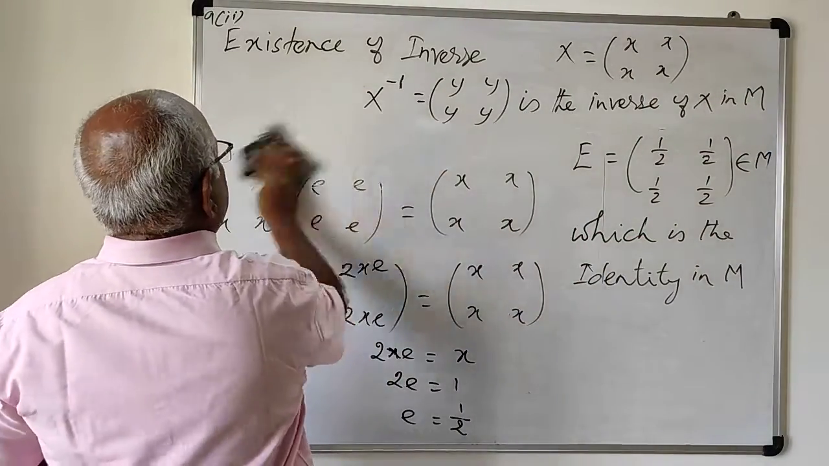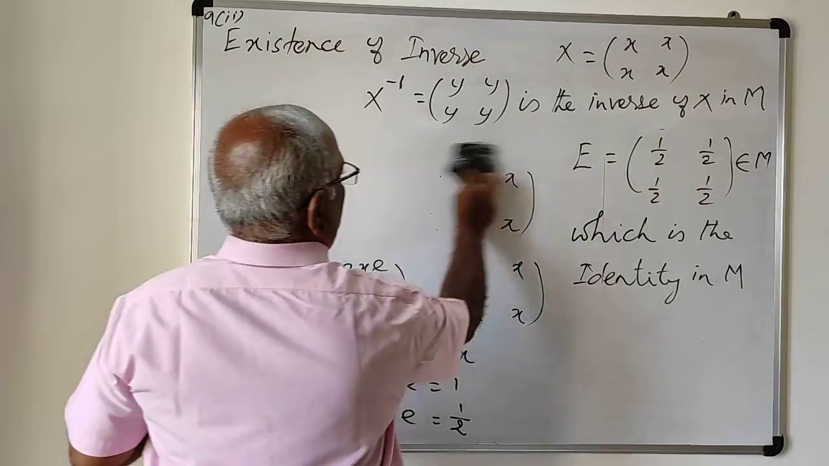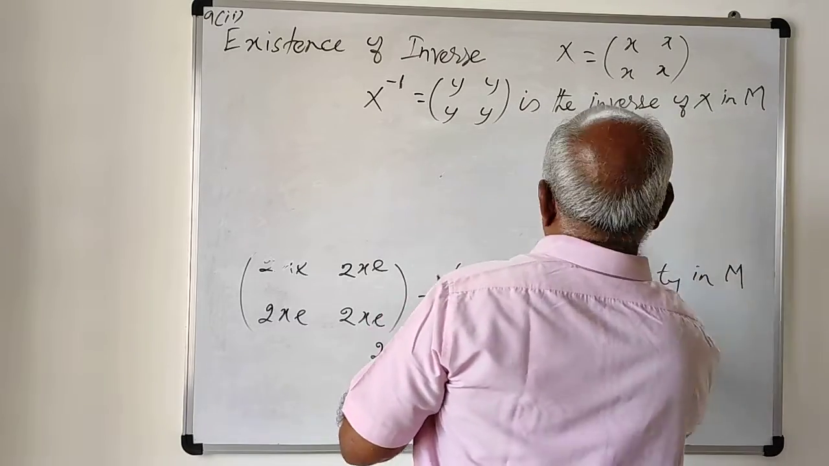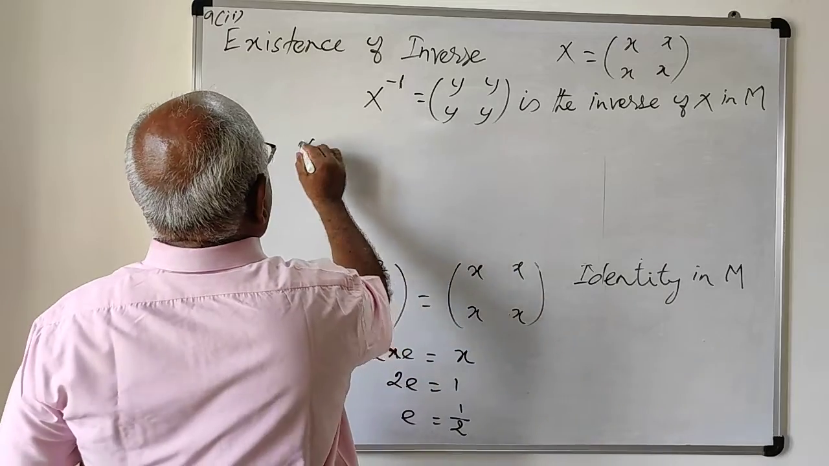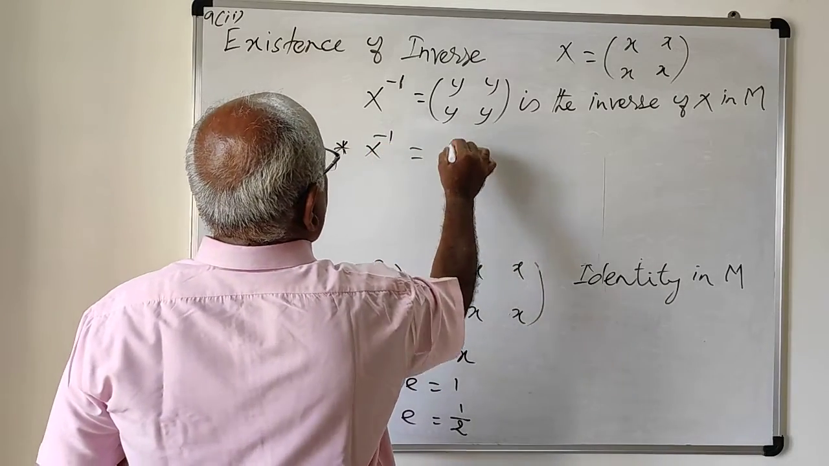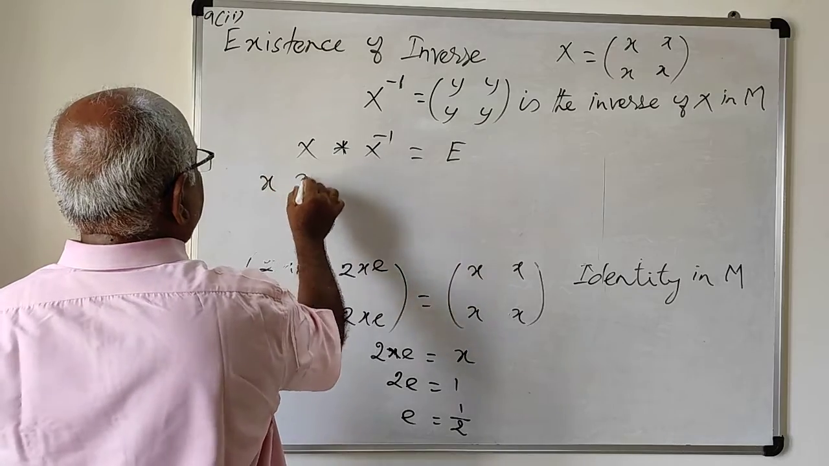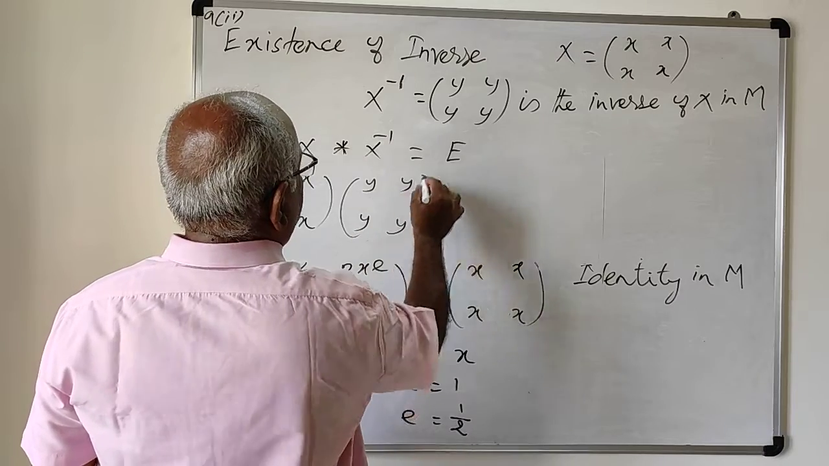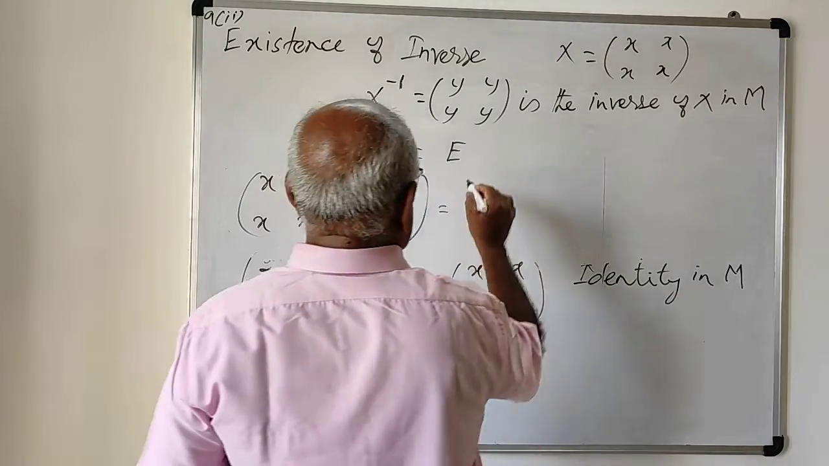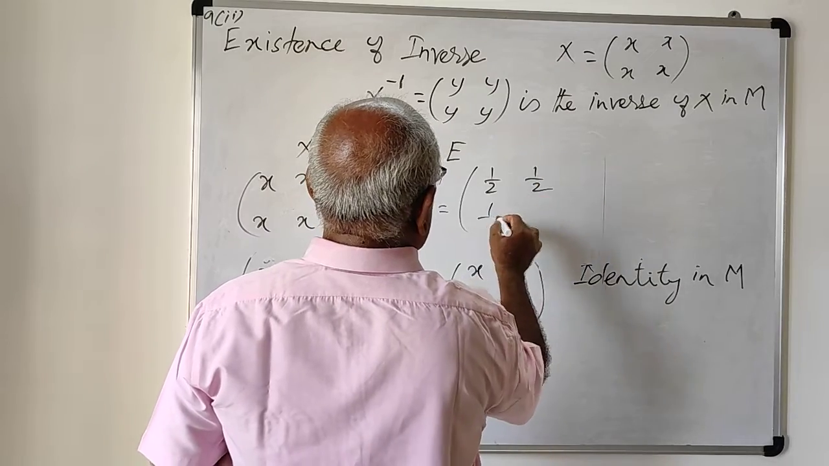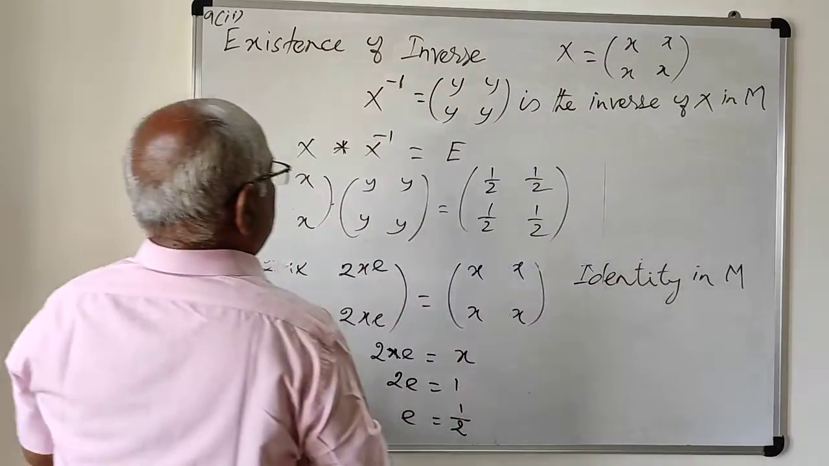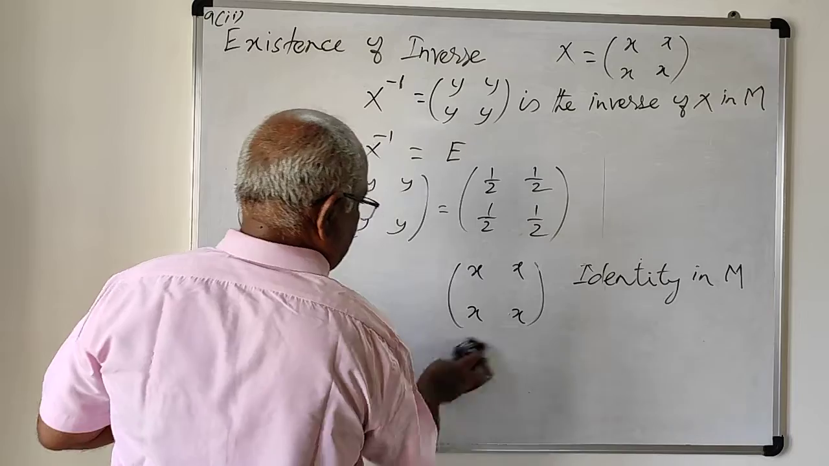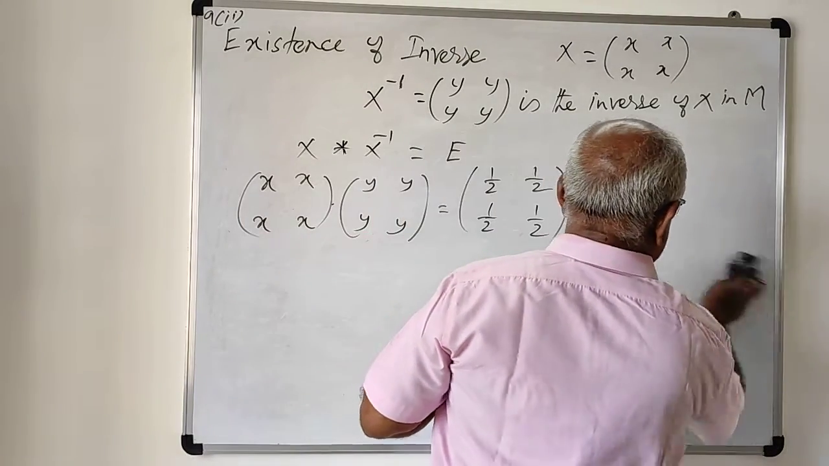We can find it by definition: an element and its inverse give the identity. We know that by the definition, X star X inverse equals the identity E. X is X, X inverse is Y, and star is multiplication of matrices. E is the matrix with entries 1 by 2. By usual multiplication of two matrices, we have to find the inverse element Y. How can you find it?